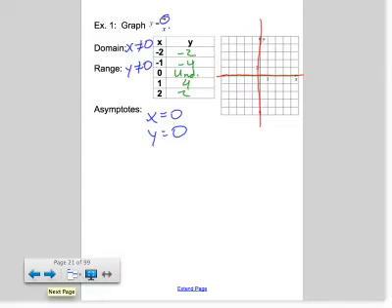Alright, so you plot these points. -2, -2, -1, -4. And so this guy is going to look something like this, and the other side will be 1, 4, 2, 2, so it's going to look something like that. And that would be the graph here. That's all we're looking for. Give me the domain, the range, the asymptotes, plot some points, and connect the dots.